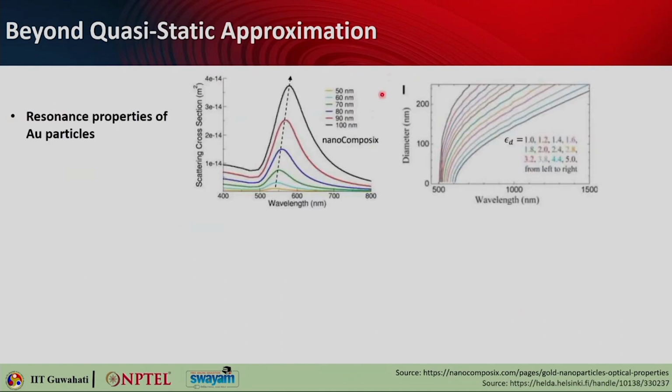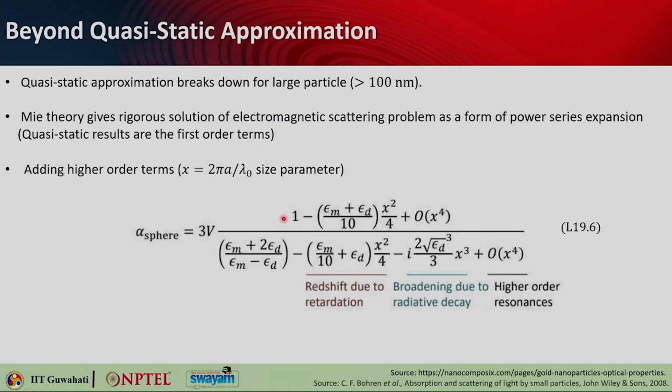So, this is what we have seen, that if you start from 50 nanometer, where this is the size of the particle, your quasi-static approximation is pretty good, but slowly as you move towards larger particle up to here 100 nanometer, you will see that there is a red shift, there is a spectral broadening. So, these are the effects that come into the picture. There will be radiative decay that gives you spectral broadening.